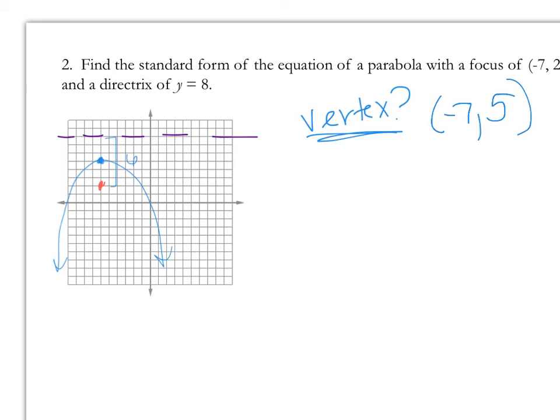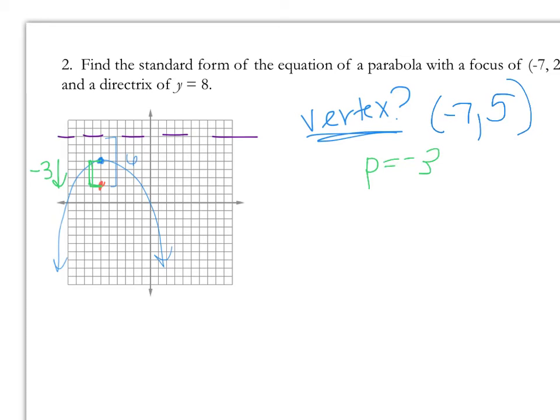And then the other part that I need is I need to figure out what P is, so I can write the equation. The P is the distance to go from the vertex to the directrix. This time that's moving down, so the P is negative. In order to get it to face down, the P is going to be -3.